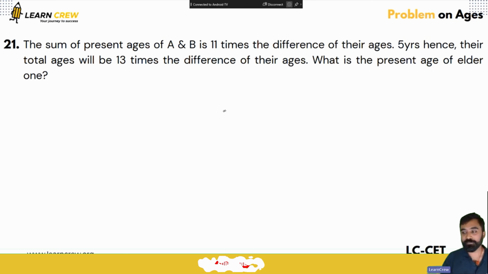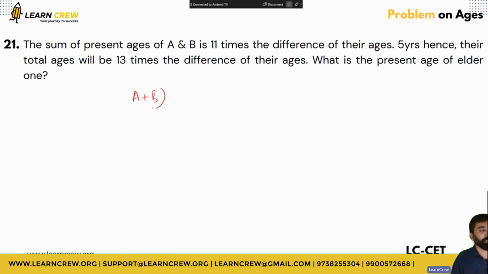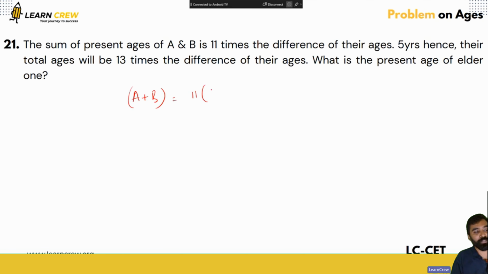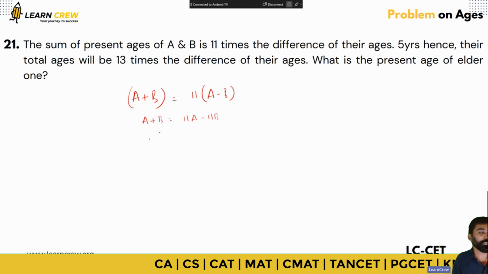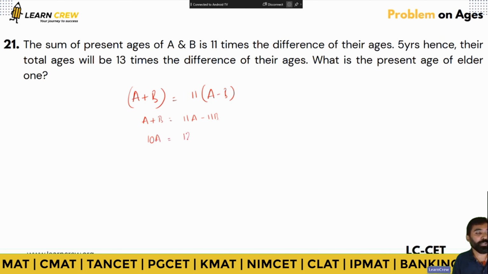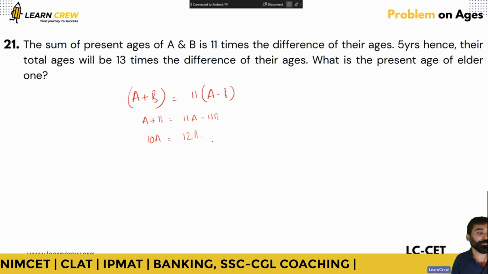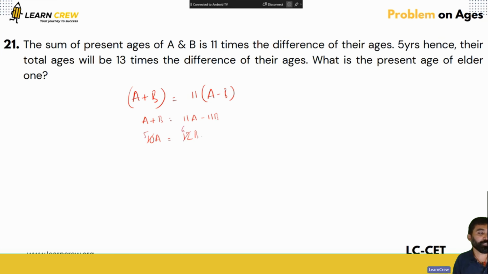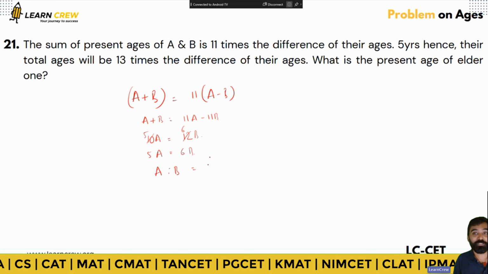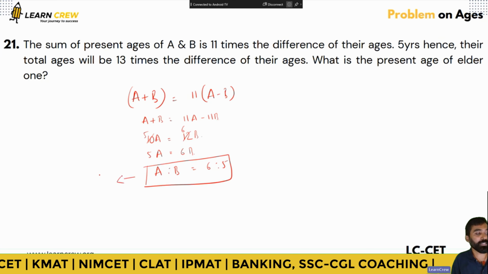Solve it. The sum of present ages of A and B is 11 times the difference of their ages. A plus B, the sum is equal to 11 times the difference of A and B. This is the first statement given. Simplify this. A plus B is equal to 11A minus 11B. Or if this comes this side, this becomes 10A equal to 12B. Or this can be further simplified as 5, 6. So 5A equal to 6B, or A is to B can be written as 6:5. This is the present age.